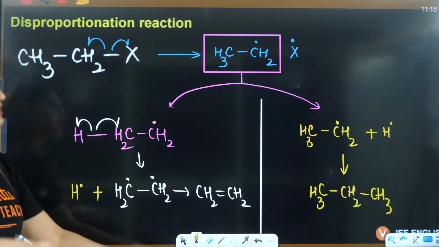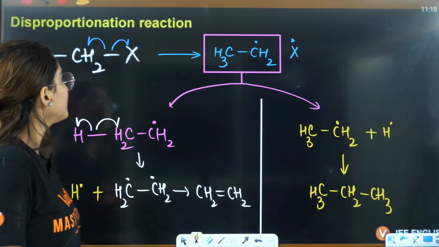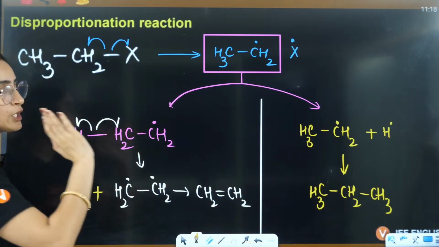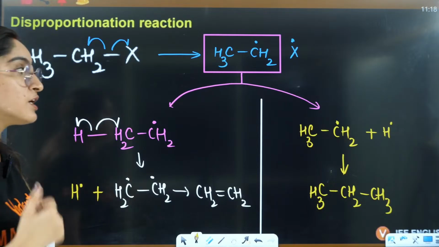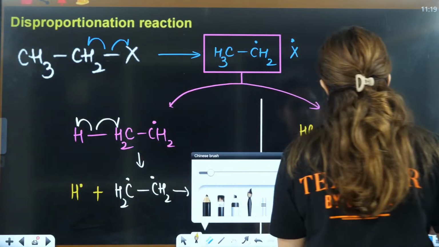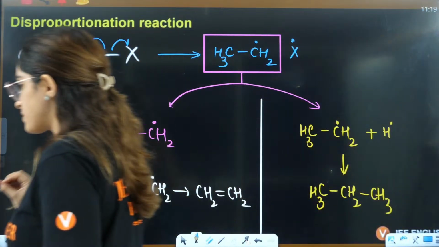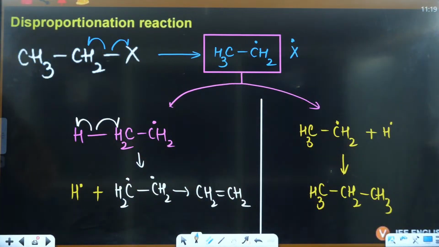This product is just getting disproportionated. That means of the alkyl halide, one is getting converted to alkane and the other is getting converted to alkene, right? So that kind of disproportionation it is showing, okay? This is also one of the possibilities here, right? Okay, yes.